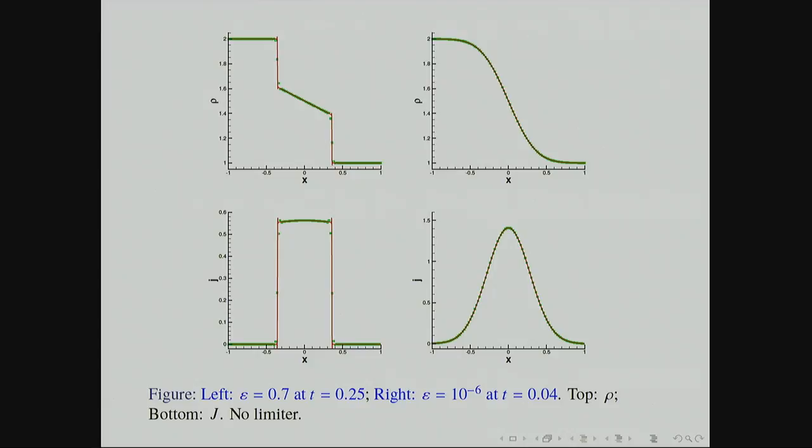In this case, we didn't apply a limiter. This is, I think, a quadratic polynomial in space and third order in time. So with no limiter, the result is pretty good. This side, where epsilon is absolutely small, is the diffusive regime. It's very smooth, so you can easily capture it quite well.